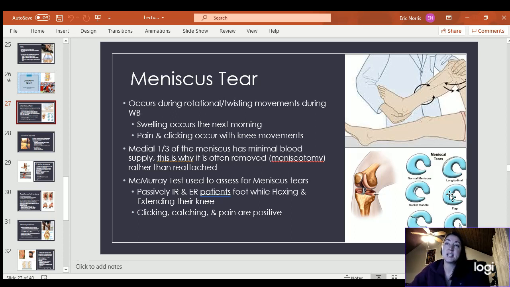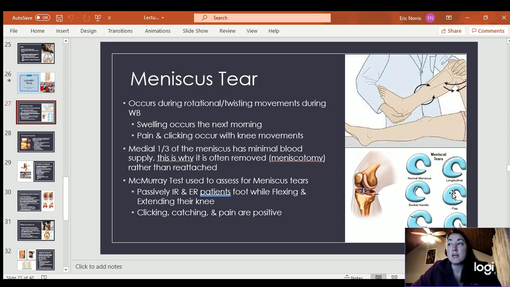One of the ways we test for a torn meniscus, the special test, is the McMurray test. So we flex and extend the patient's leg while we're internally and externally rotating. Typically we hold the foot and we turn it in and out as we're going through flexion and extension. So they're going more towards extension as we're rotating, and then more towards flexion. You flex and extend, it doesn't have to be very slow, using the foot to guide that.